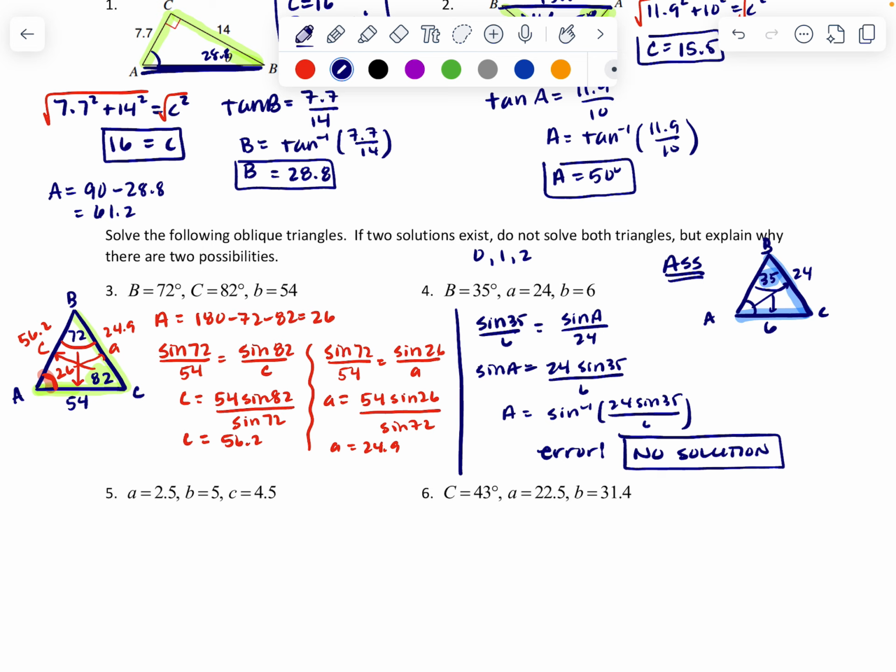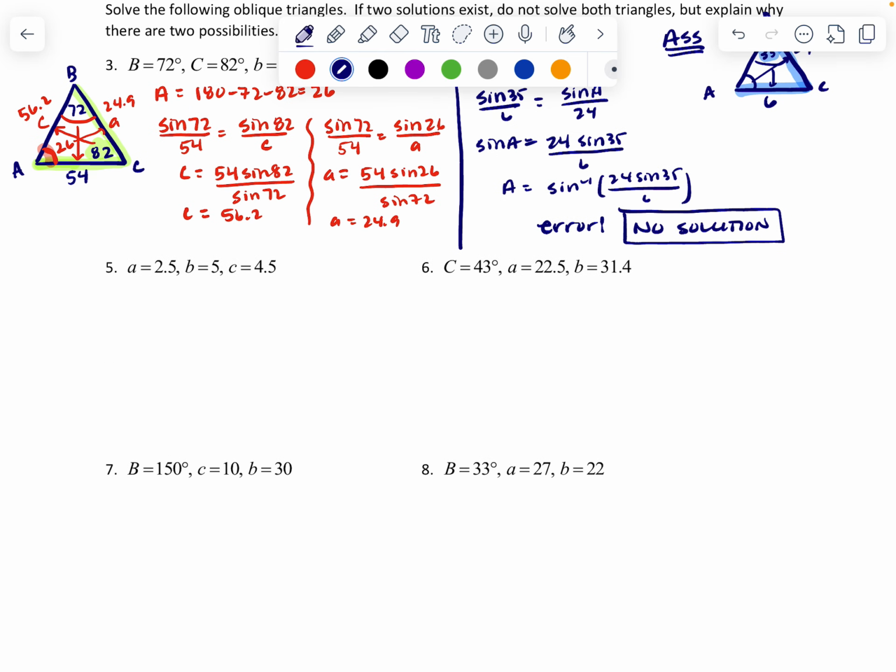Okay, let's look at number 5. All right, number 5, let's draw the triangle over here. Triangle ABC. Little a is 2.5, little b is 5, little c is 4.5. Okay, so this is a side, side, side triangle. So for this one, you have to actually solve the whole thing, right? Now, the way that we do this is if you have a side, side, side, maybe write this down somewhere. Make sure that you always find the biggest angle first.